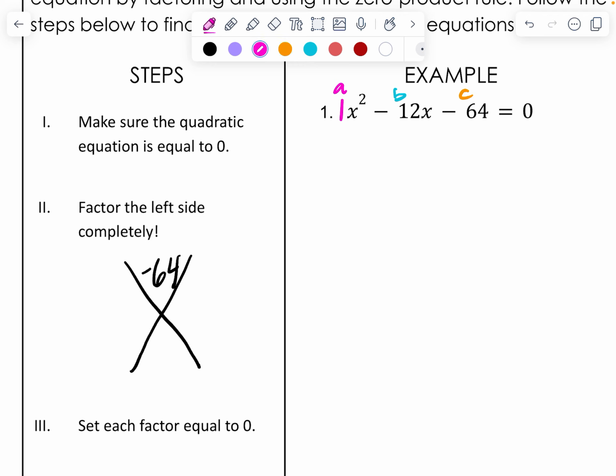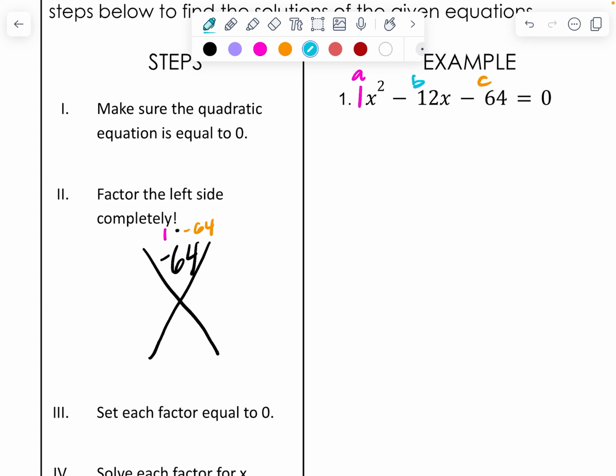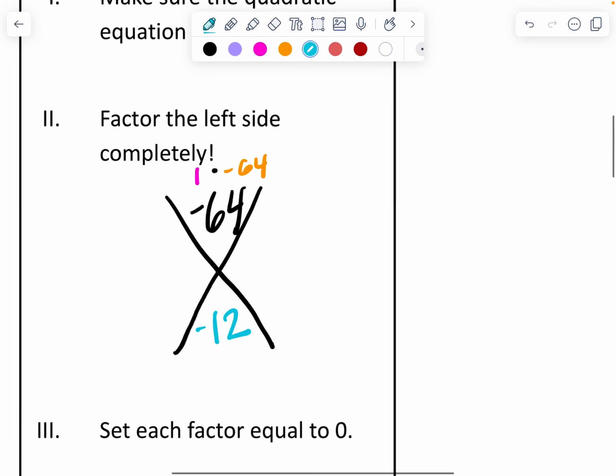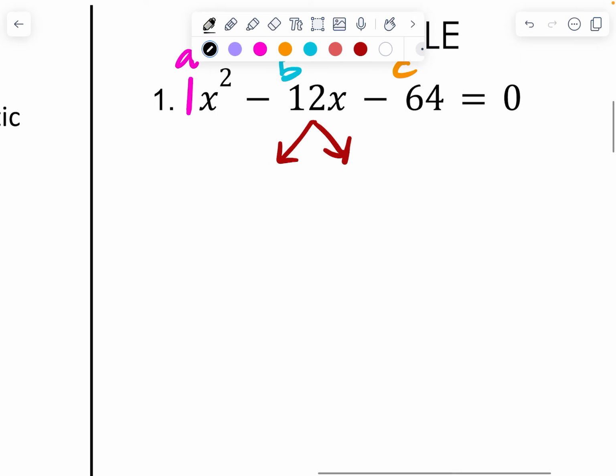So if I'm going to multiply 1 times negative 64, negative 64 is what's going to go on the top of my puzzle, and then B is what goes on the bottom, negative 12. So I need to find the factors that multiply to negative 64 and add to negative 12. So that would be 4 and negative 16. So let's split, and I know you can do the shortcut in this one, but we're going to go ahead and fully factor it in case some people forgot how to do that.